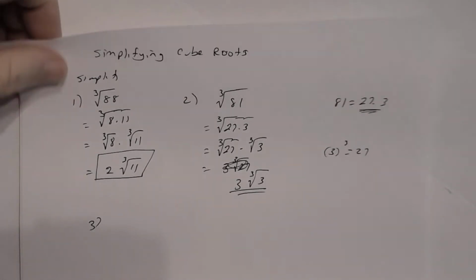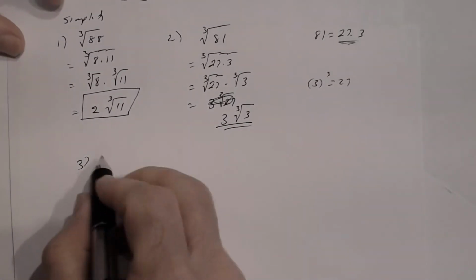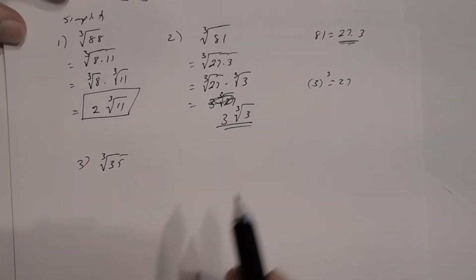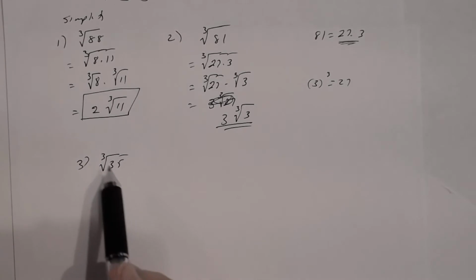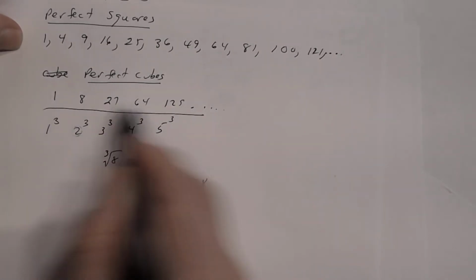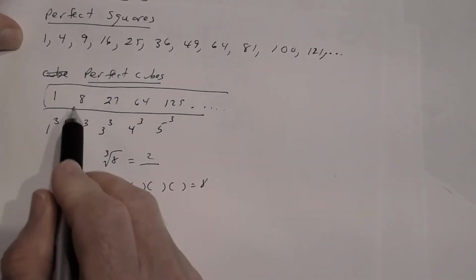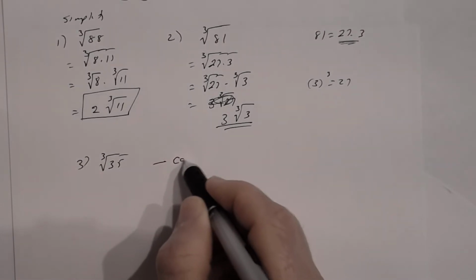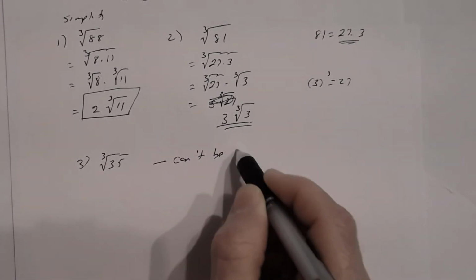Okay, so number 3, we have the cube root of 35. Is there a perfect cube besides 1? Remember, these are your perfect cubes right here. Is there a perfect cube besides 1 that will go into 35 evenly? And the answer is no. So that means that the cube root of 35 can't be simplified further.